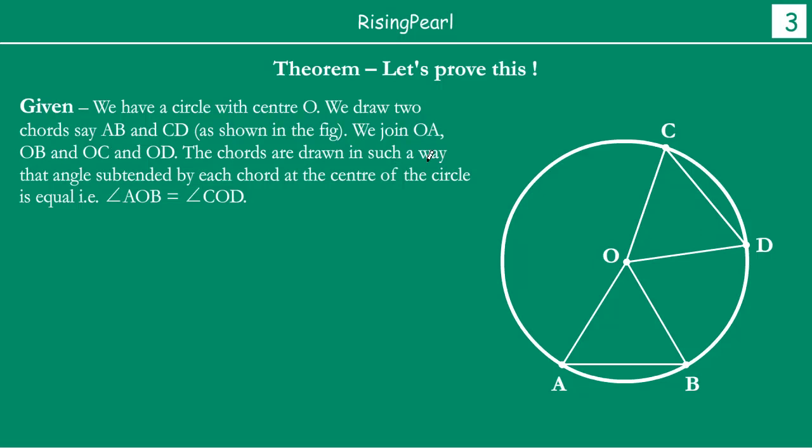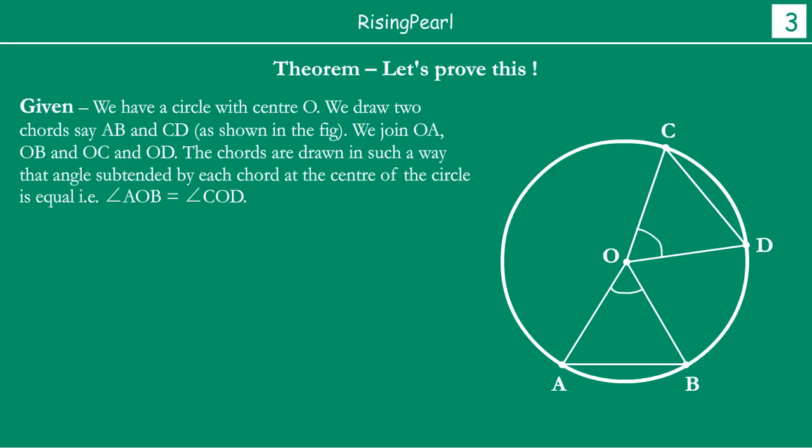The chords are drawn in such a way that angle subtended by each chord at center of the circle is equal. So इसका मतलब ये है दोस्तों that this angle is equal to this angle because the angle subtended by chord AB at center O is this angle. Similarly, angle subtended by chord CD at center O is this angle. So we have AOB is equal to COD. This is actually given to us.